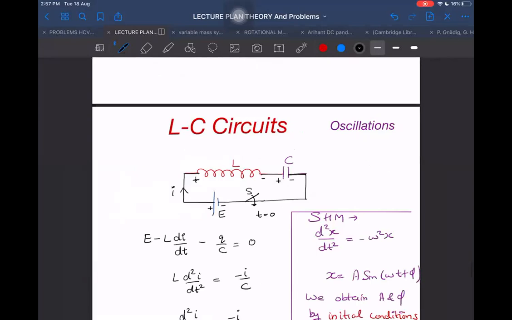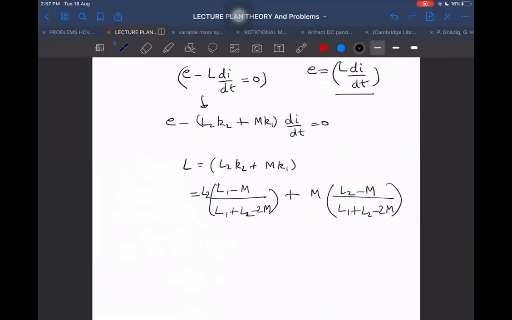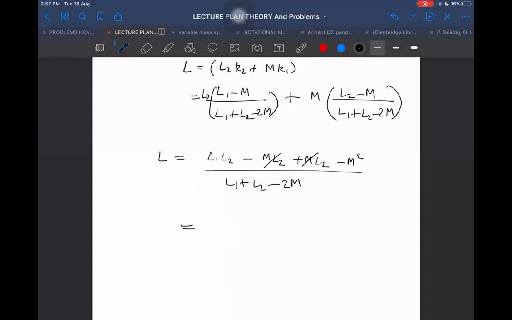So, where were we? This only, right? So what do we get for effective L? See how complicated it is becoming. It is coming out to be L1 L2 minus M square minus M L2 plus M L2 minus M square. This is cancelled at last, upon L1 plus L2 minus 2M. So the effective self-inductance is L1 L2 minus M square upon L1 plus L2 minus 2M.